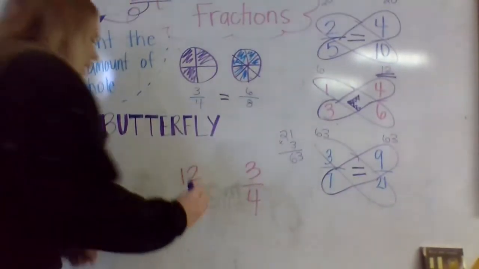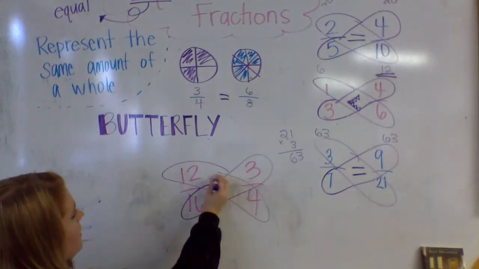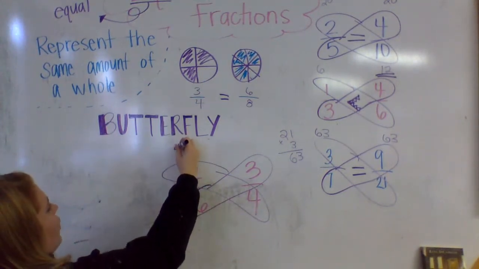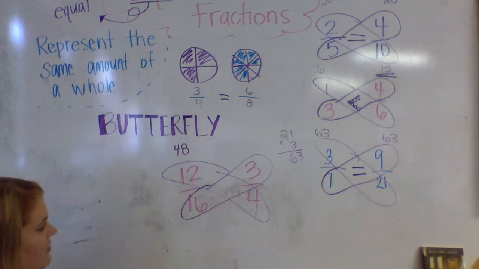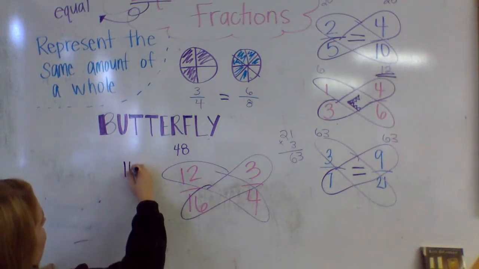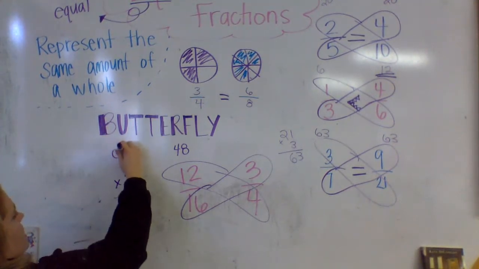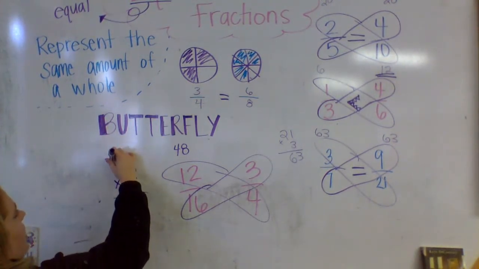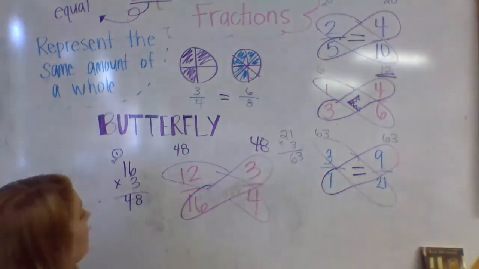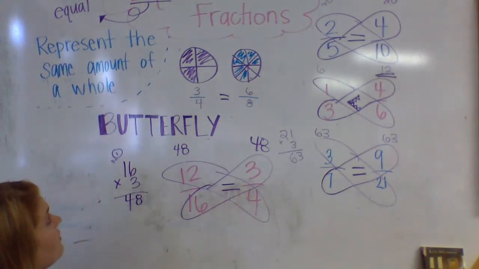The last one we'll look at. I'm going to draw my butterfly. 12 times 4. I should know that. 12 times 4 is 48. That's one of my multiplication facts I should know. Then I have 3 times 16. Well, I don't know that one off the top of my head. I know 3 times 6 is 18. My 1 is going to come up here. 3 times 1 is 3, plus 1 is 4. So 3 times 16 is 48. 48 right here, 48 right here. So those are equivalent fractions.